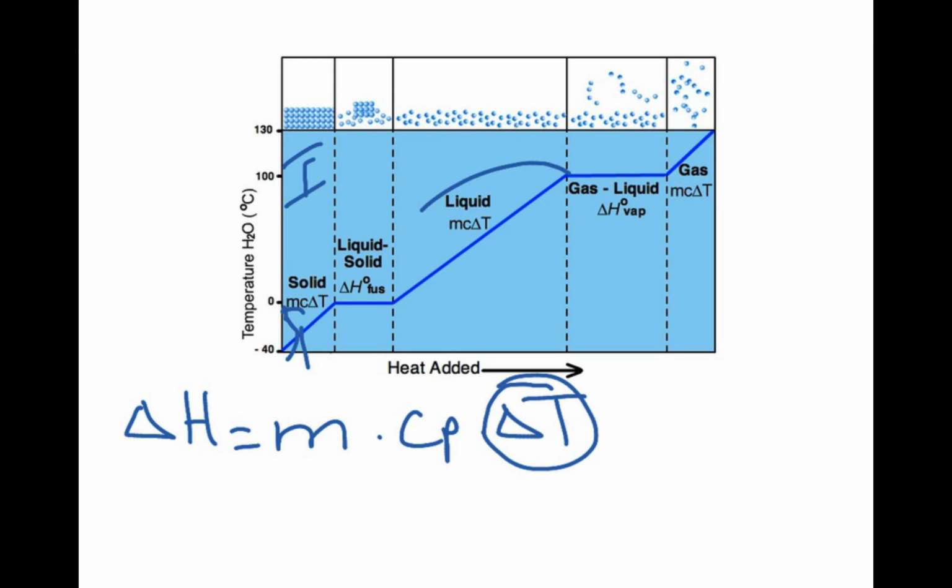Here's another example. Right here. Isn't the water increasing in temperature? So we're going to use MCp delta T. And lastly, when we increase the temperature of the gas, we're also going to use MCp delta T.